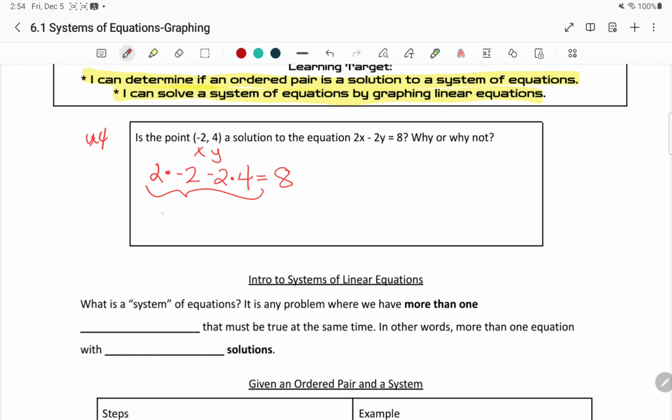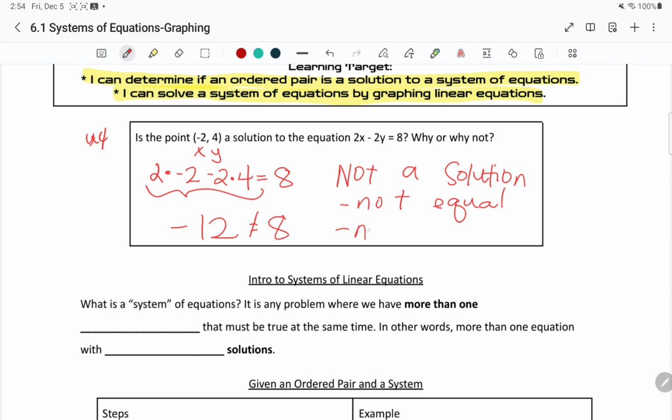So I simplify in my calculator and I get -12. And -12 does not equal 8. So it is not a solution. And we can say for a couple things, they're not equal. It's not a true statement. Or we can say a false statement. Okay, but we're going to be talking about that again today.